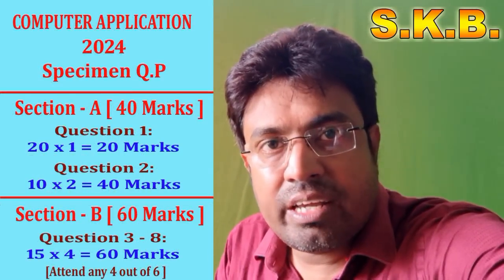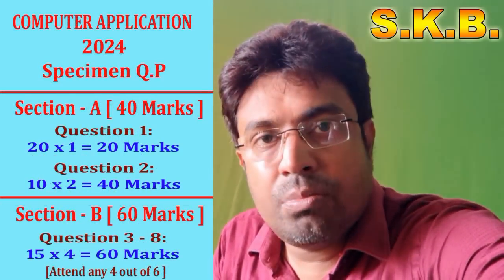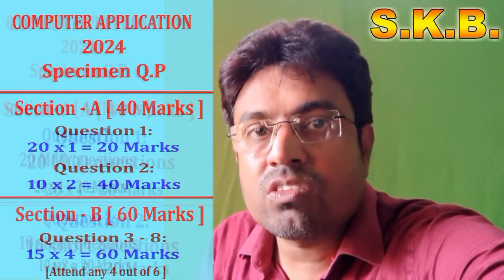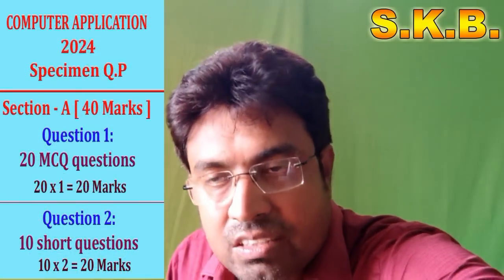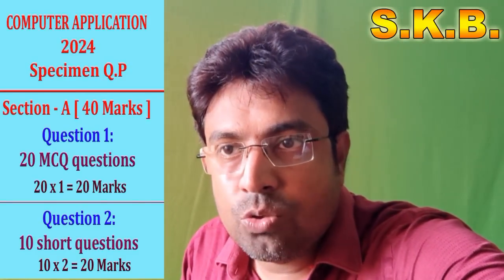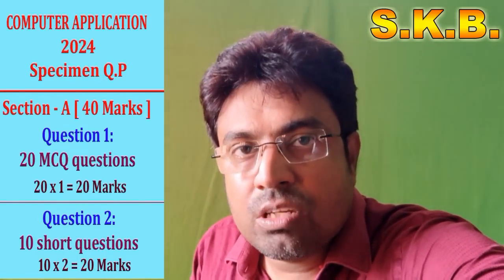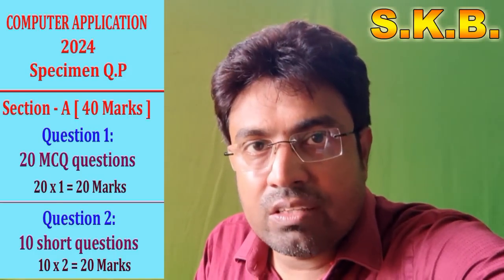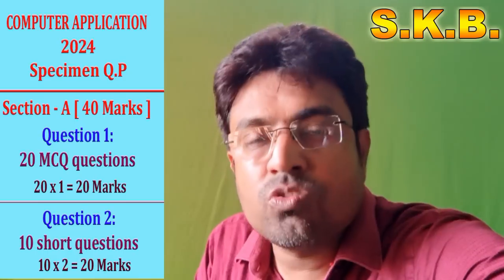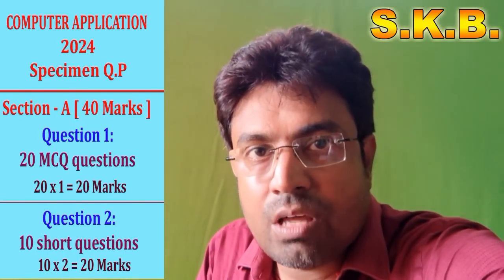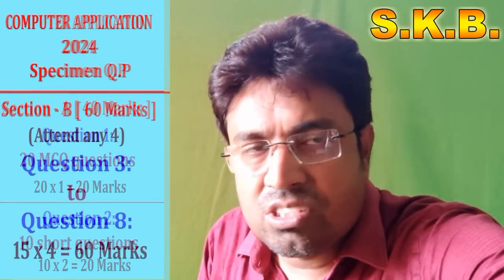Section A contains 40 marks and section B contains 60 marks. Section B is totally the programming area, 60 marks. In section A, you have to attend 2 questions. Question A contains 20 individual MCQ questions and question B contains 10 individual questions. Some are logical, some conceptual, and some arithmetic questions, along with some important descriptive divisions.